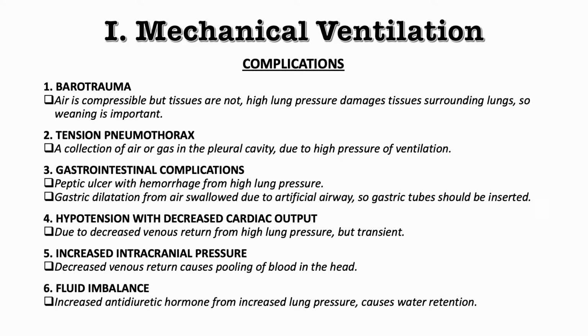Another is tension pneumothorax. It's collection of air or gas in the pleural cavity, again due to high pressure of ventilation. In such instances, chest tubes may be inserted to drain. Third, GI complications. Peptic ulcer with hemorrhage, again from high lung pressure.